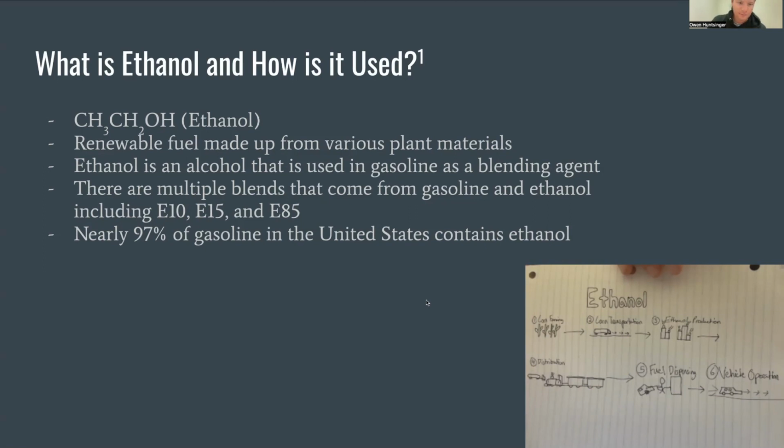So ethanol is an alcohol, like I said, and is used as a blending agent. There are multiple blends of gasoline and ethanol, including E10, E15, and E85. E10 means that 10% of that gasoline is ethanol and 90% is gas. Nearly 90% of gasoline in the United States contains ethanol, so it is a very abundant biofuel.